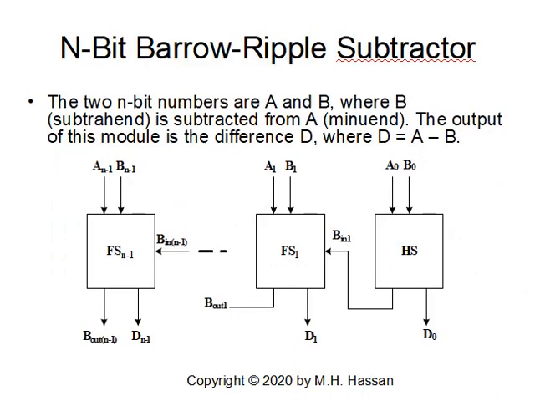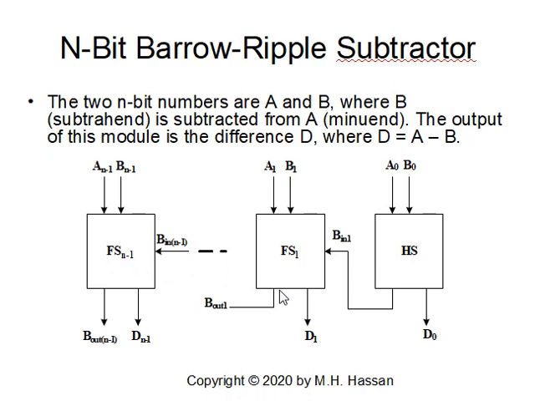Now, the n-bit borrow-ripple subtractor is very similar to the n-bit carry ripple adder. The two n-bit numbers are A and B, where B is the subtrahend subtracted from A, the minuend, and the output of this module is the difference D, where D is A minus B. So here we use the first stage. We don't have a borrow in from a previous stage. So we use the half subtractor, followed by a full subtractor 1 to a full subtractor here.